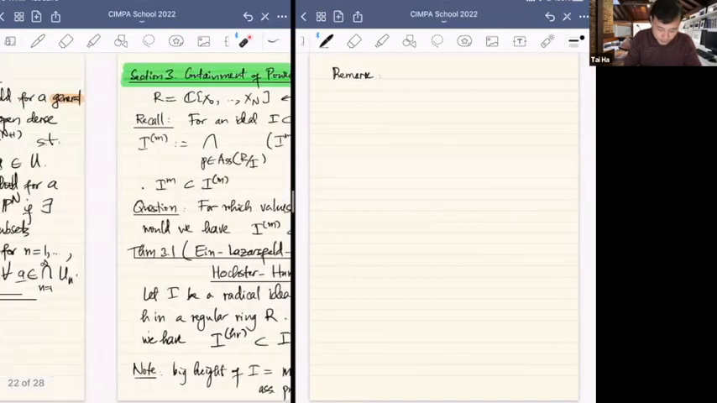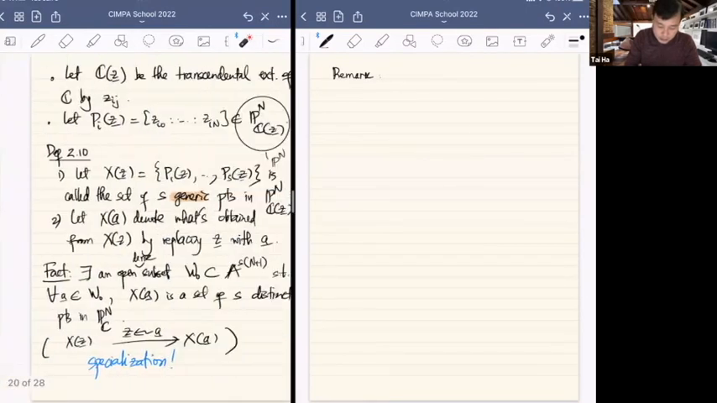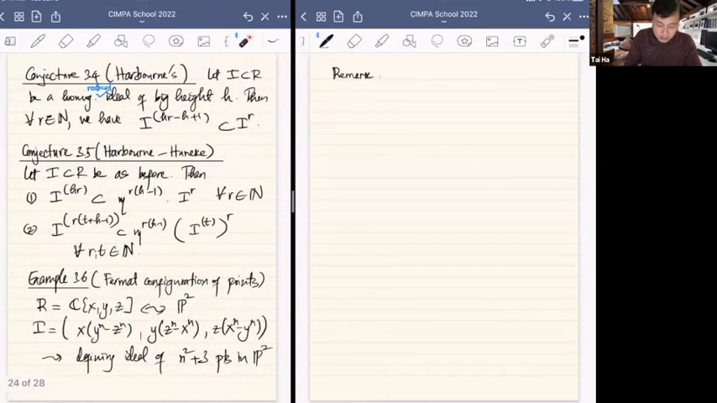So if I move back to my last lecture, this is what Chudnovsky's conjecture said. It said that the Waldschmidt constant of an ideal of a set of points is bounded below by this quantity, and Demailly's conjecture generalized that. It said that the Waldschmidt constant is bounded by this quantity where you are allowed to take alpha of the t-th symbolic power of the ideal instead of just the first power. So Chudnovsky and Demailly's conjecture is about the Waldschmidt constants, and this conjecture comes from the interpolation problem. And what I'm talking about here today is conjectures about containments of powers of ideals. We do not know if these containments are true. In fact, we do know that this containment already failed.